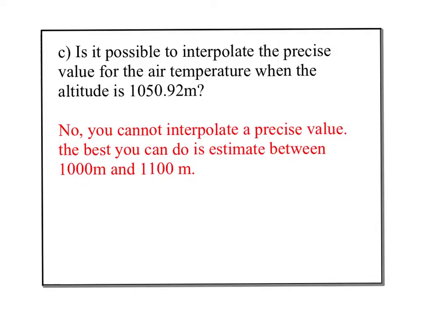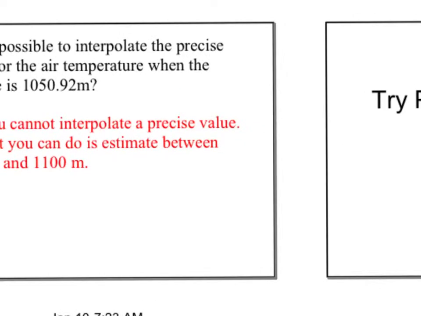So just the last part, you have to do an estimate for all these. You cannot find a precise value. So if the question asked, find the air temperature with a specific altitude of 1,050.92 meters, you can't find it. You can only estimate. You could do 1,050 meters, but you won't be able to do something that specific. That's not the point of this. It's just to get a general overview about what the value is. So in your textbook, work through numbers 4 to 7 on page 226.